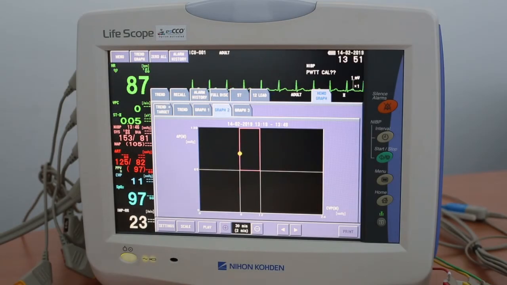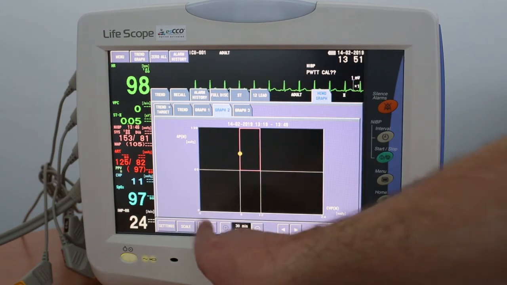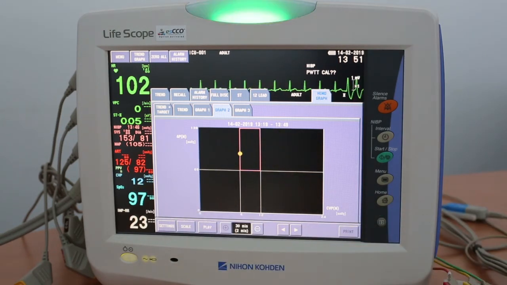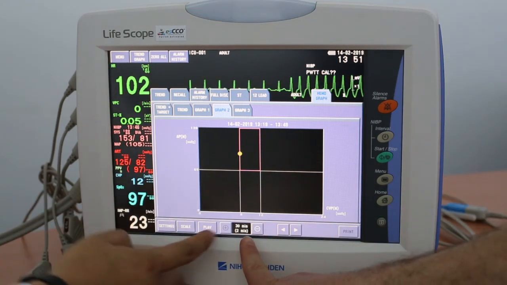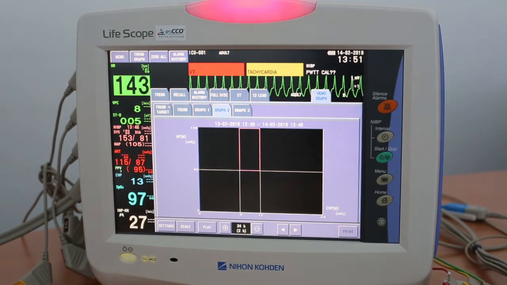Older is darker, and the newer is lighter. So in that pattern, you will understand which direction it's going. The treating doctor, the intensivist, just comes to the monitor, clicks on play, and sees the last 30 minutes, as I understand, right? Yes, or a longer term. It can be changed.